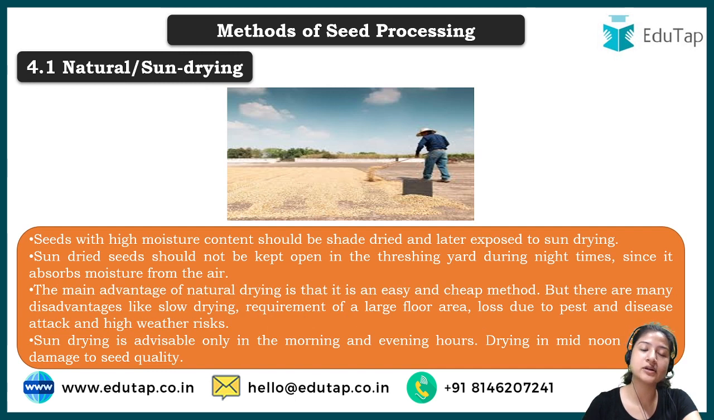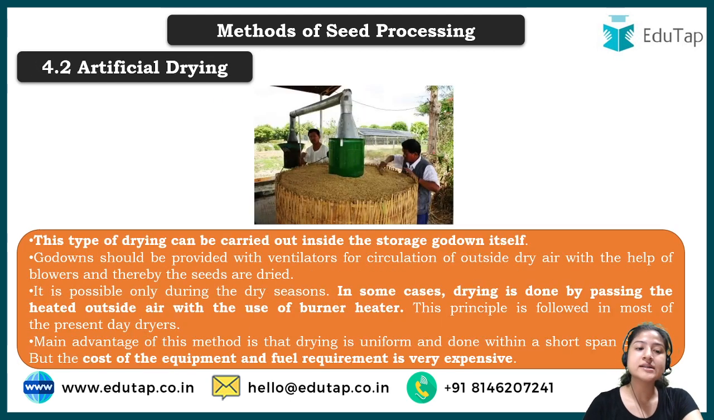One is natural drying. In natural drying, the seeds are dried with the help of the sun, and they are spread in large areas, that could be a roof or field or whatever. The main advantage of this is that it is a very easy and cheap method. You just have to spread it, you do not require much setup for that. But there is one loss also, that it is very slow drying and you need a large area to spread all the seeds. Okay.